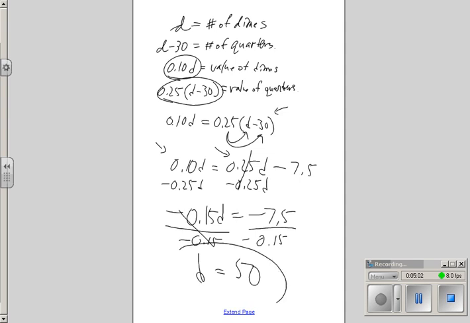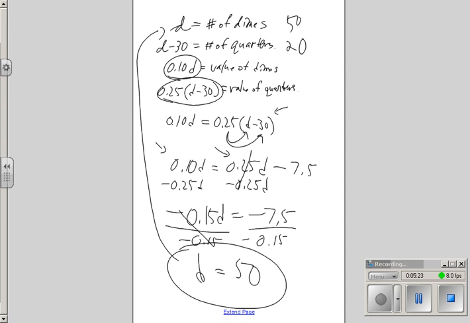All that hard work that we put into the first part gives us our answer because we defined the variables. So D equals 50, therefore the number of dimes is 50, and the number of quarters is 20, because D minus 30, or 50 minus 30, is 20. And we've solved the problem. Isn't that fun? It's so awesome.